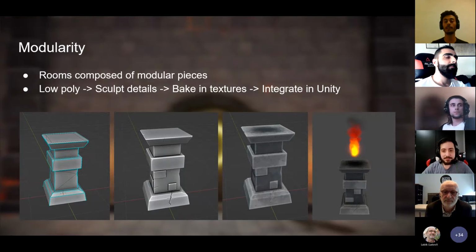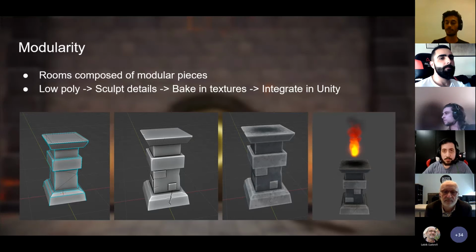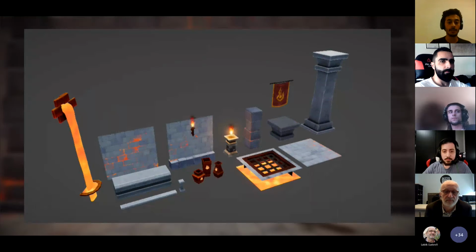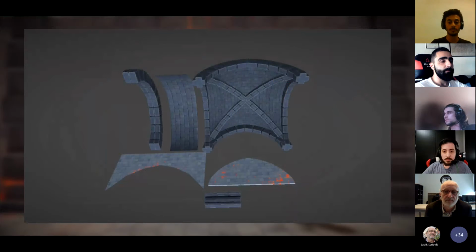So in order to create the pre-made rooms that my colleague just talked about, we rely on modularity. So we create models in a way that allows us to easily put them together and quickly iterate over the rooms we are creating. So the workflow for our assets is pretty straightforward. We start by creating a low poly version of the model, and then we sculpt details onto them, and then we bring them to Substance Painter for baking and texturing, and after that we just bring them to Unity for implementation. And here we have some examples of our modular kits.